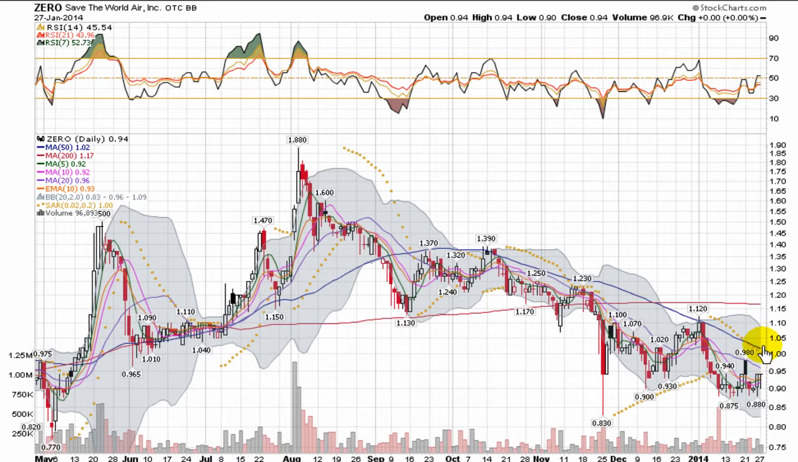And I want to pay attention to not only whether it holds this support point, but to see if any upward pressure can push this stock through this blue line, the 50-day moving average, because you can see that's been acting as a definite source of dynamic resistance ever since the stock fell through it back in early September. So that's a couple key points I'll be looking for.